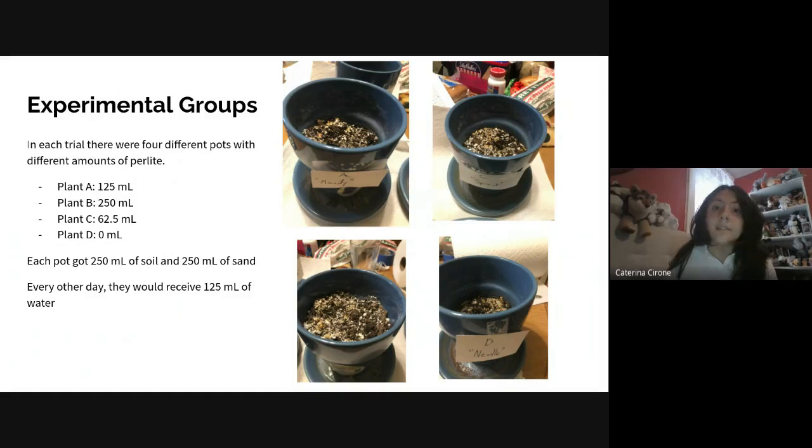Every other pot had different amounts of perlite. Plant B had 50% more with 250 milliliters. Plant C had 50% less with 62.5 milliliters, while Plant D got no perlite at all in it. And every other day, they would receive 125 milliliters of water.